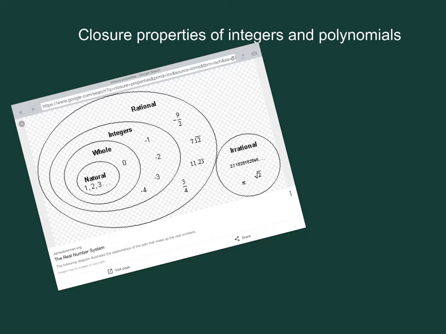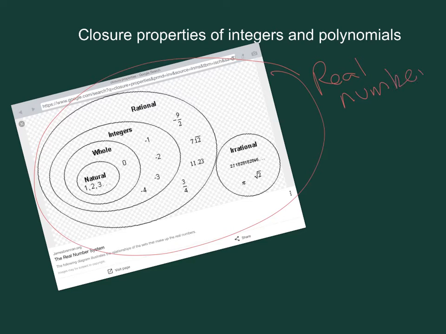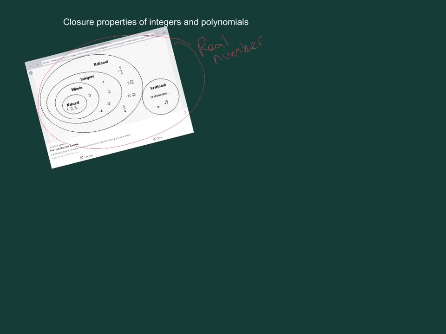Okay, so this is closure properties of integers and polynomials. Again, remember you have natural numbers, whole numbers, integers, rational numbers, irrational numbers, and then everything inside this is a real number. Okay? And so what we're going to do is we're just talking about closure properties. Closure properties just simply means if I apply certain rules, do I stay within that number set? All right? So let me zoom this out real quick. Okay, closure properties, integers, polynomials.